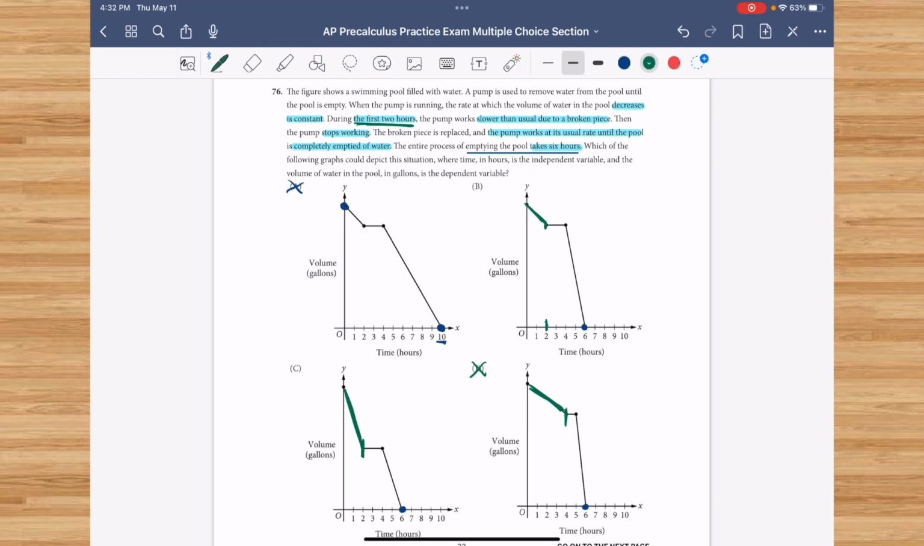So we should see two different rates of change for this problem. I think our correct answer here is going to be B, as it is the only one that has the decrease for 2 hours, rest for 2 hours, and then decrease for 2 hours. And the two decreasings are happening at different rates of time.